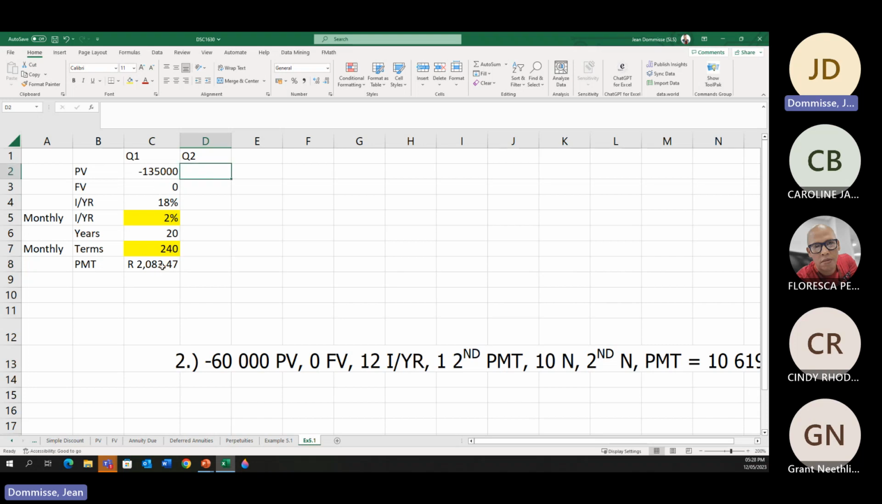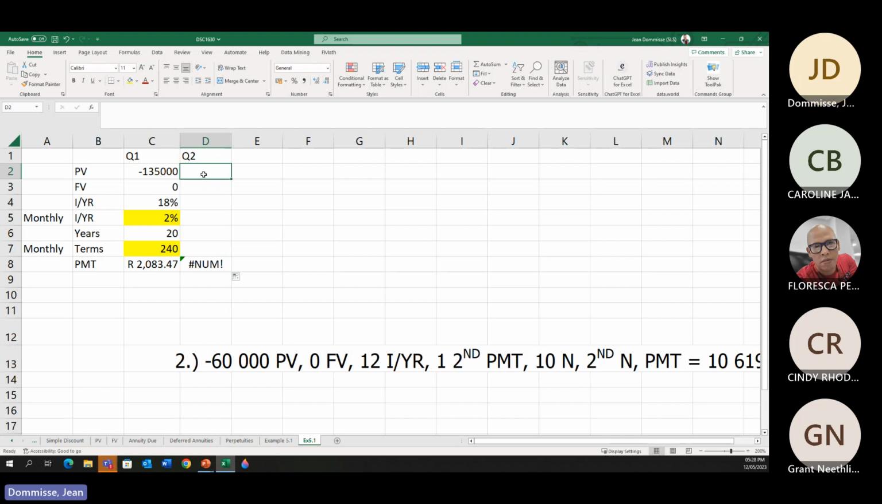Let's see if we can, for question 2, just use some of the same principles. So question 2, they talk about your great aunt dies and leaves you an inheritance of 60,000 rand, which is to be paid to you in 10 equal payments at the end of each year for the next 10 years. If the money is invested at 12% per annum, how much do you receive each year?